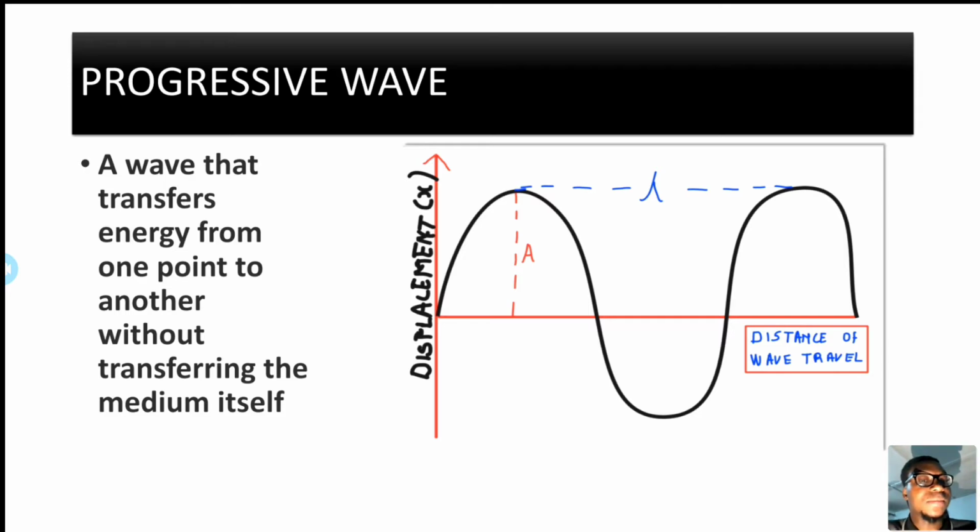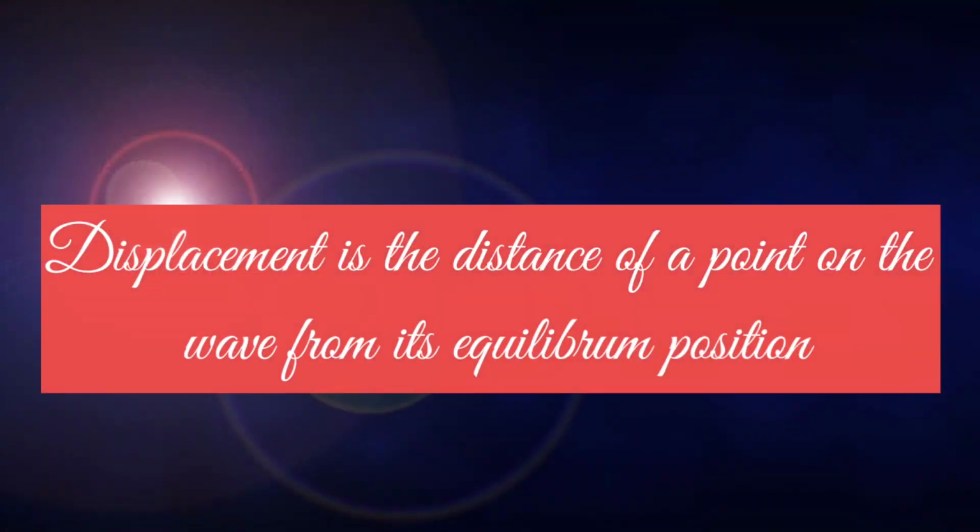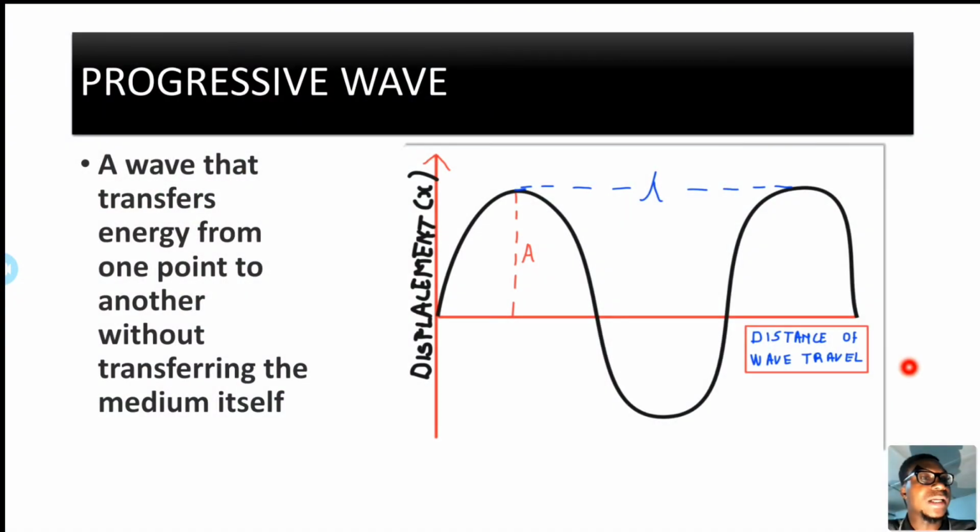Displacement, that's a vector quantity, and that's the distance of a point on the wave from its equilibrium position. The equilibrium position is this point you have here. That's the point where the wave tends to come to rest. So the displacement can be either upwards or downwards. If it's upwards, we refer to that as a crest. If it's downwards like this, we refer to that as a trough.